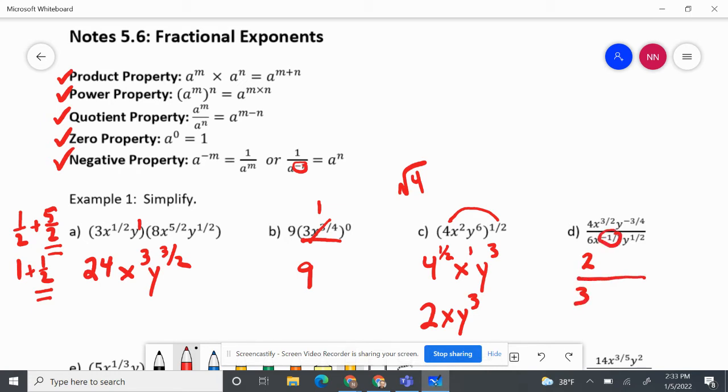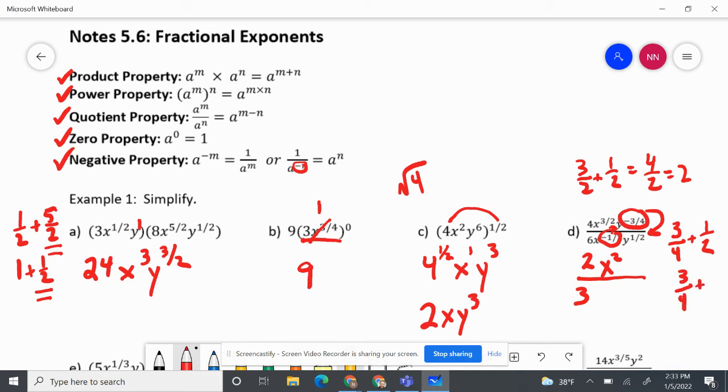I see a negative exponent, so I bring it up. That would be 3 over 2 plus 1/2. And that would be, of course, 4/2 or 2. So that would be x squared. I have a negative right here. I bring it down. That becomes 3/4 plus 1/2. I need a common denominator, so that would be 3/4 plus 2/4, which is 5/4.